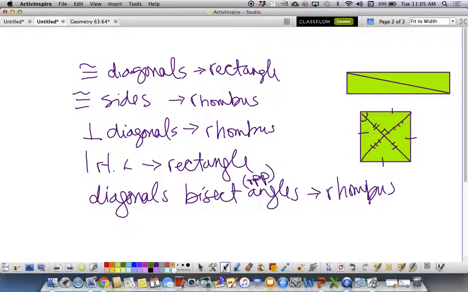Unless it's a square or a rhombus, then they do. Because we can prove triangles are congruent. We've got side, side, side right now. So then by corresponding parts of congruent triangles, angles are congruent.